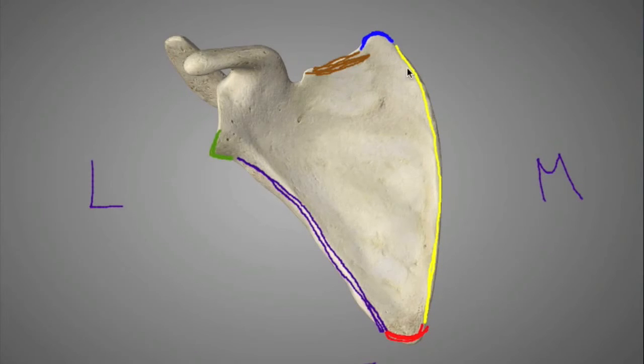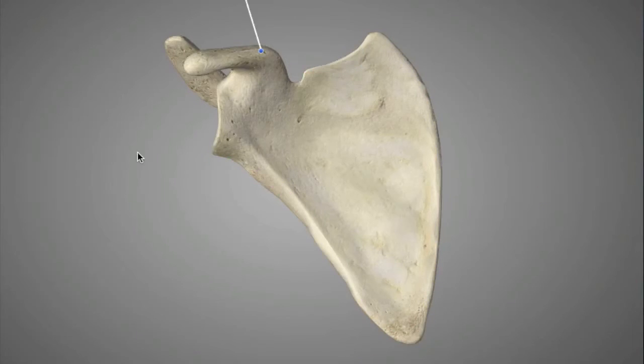All right, so quick review. Superior border, superior angle, medial border, inferior angle, lateral border, and lateral angle. It takes care of the borders and the angles. Let's move on to the fossae. Fossae is just plural for fossa. Fossa meaning a depression or a cavity. There are four fossa, individual fossa on the scapula.